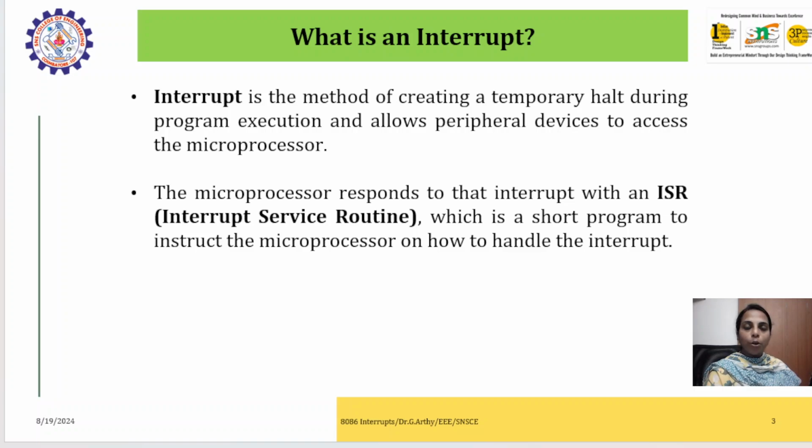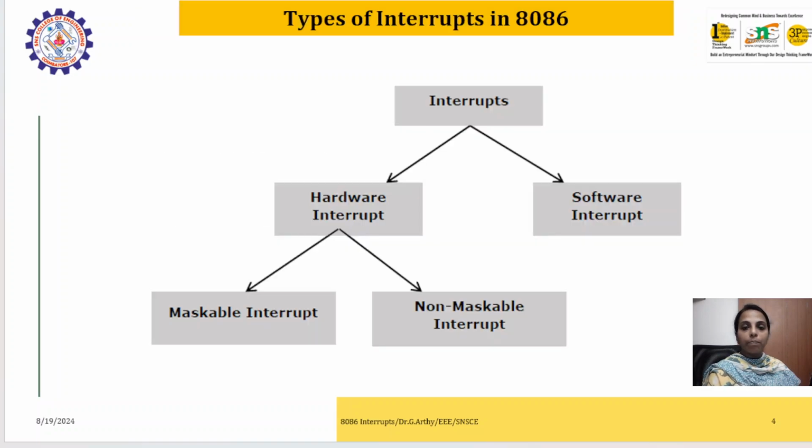Normally, when a main program or a core program is running, whatever task comes in between, or is given by certain peripherals, will act as an interrupt. The microprocessor responds to that interrupt with the interrupt service routine. So we have the main program and the interrupt service routines. Whenever a microprocessor wants to respond to an interrupt, it runs the interrupt service routine instead of the main program.